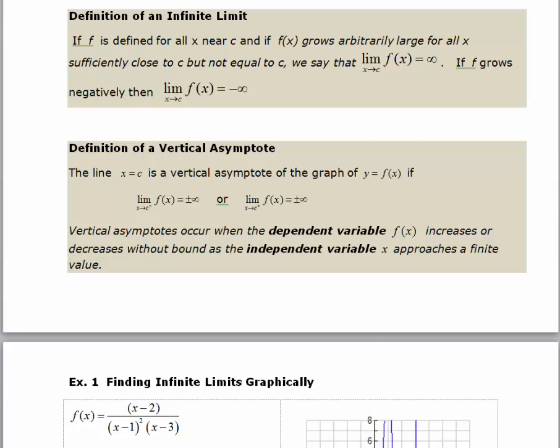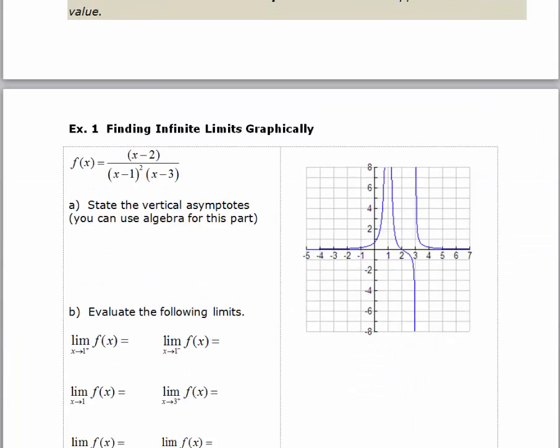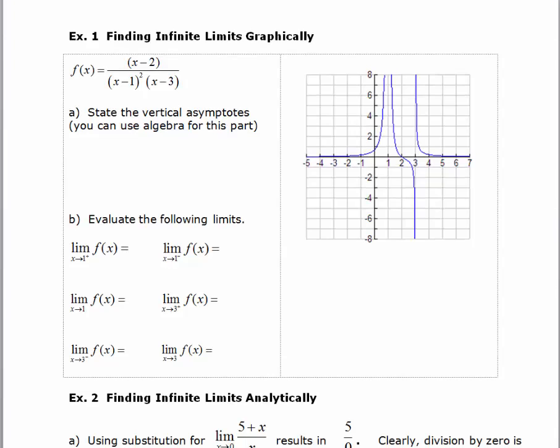So we really just have some new notation to use when talking about asymptotes. But finding asymptotes, we can use the same exact methods that you learned in your pre-calculus course or an earlier algebra class. So let's look at example 1. We want to find infinite limits graphically, and so we're going to look at the graph. We already have it graphed of f of x equals x minus 2 over x minus 1 squared times x minus 3. So it says state the vertical asymptotes, and you can use algebra for this part.